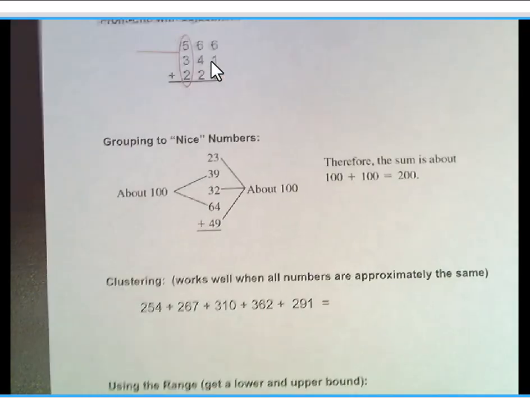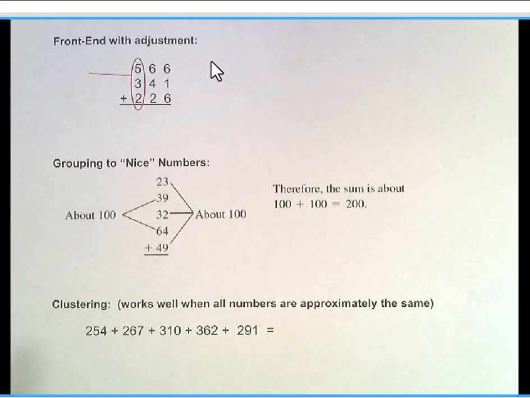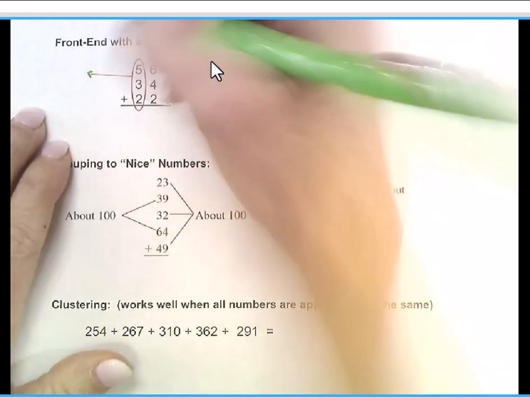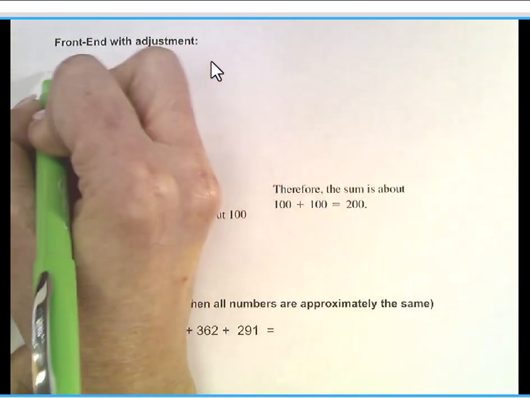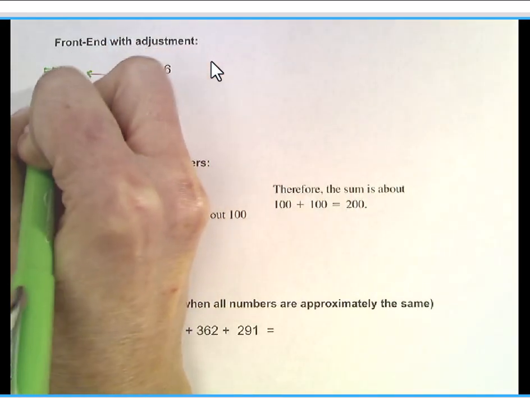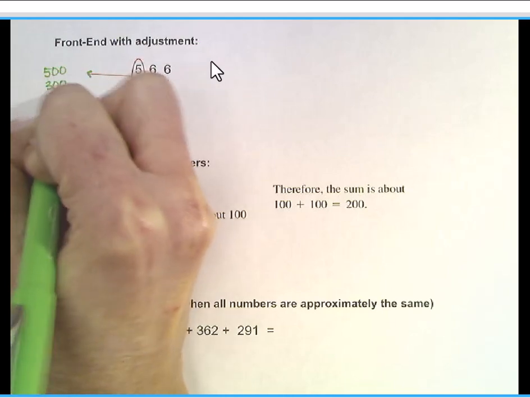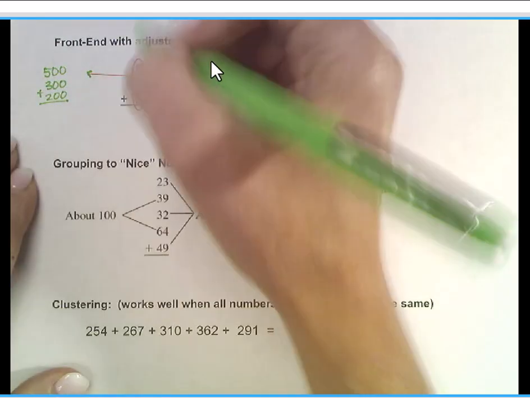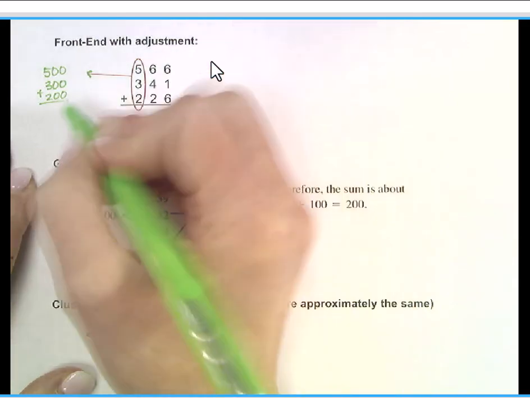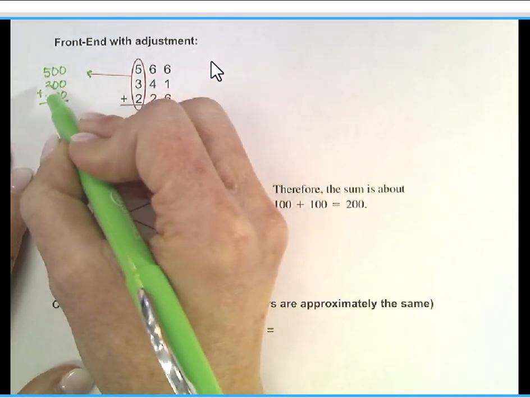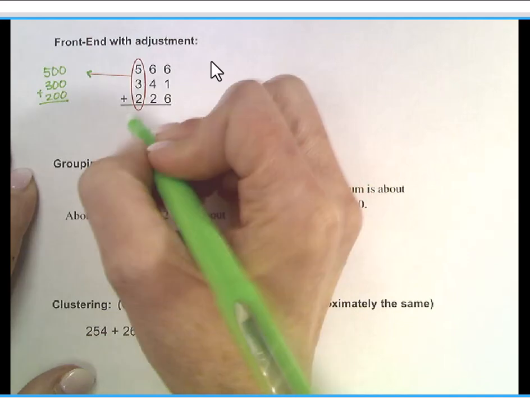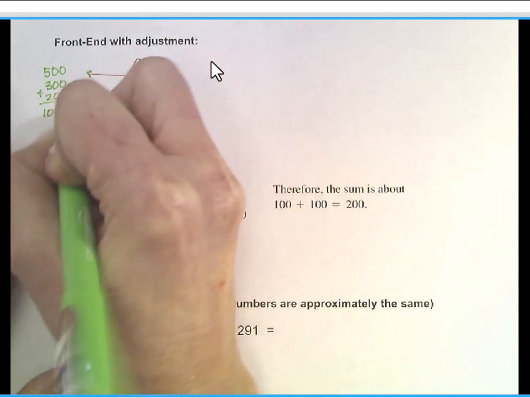And then we have this process called front end with adjustment. So we're going to start with the front end, actually, and then we're going to adjust. Remember, the idea is just to get a quick estimate. So what does this mean? This means 500 plus 300 plus 200. That's what this left side means, the front end. Well, if you add that together, 500, 300, and 200, you get 1,000. So that's about 1,000.